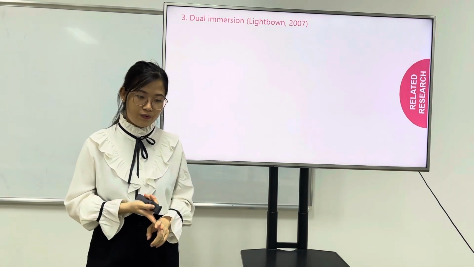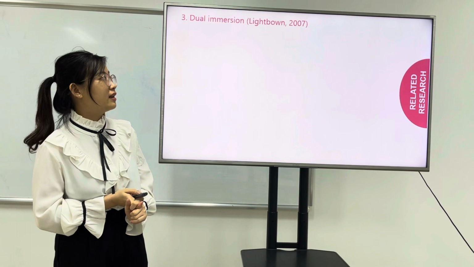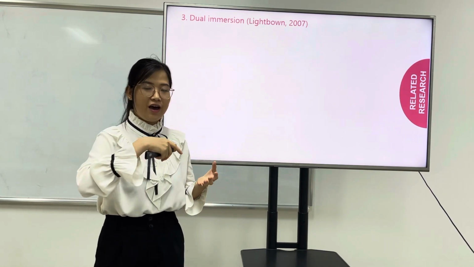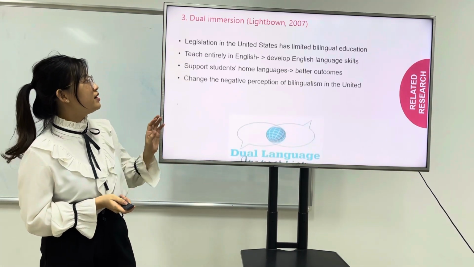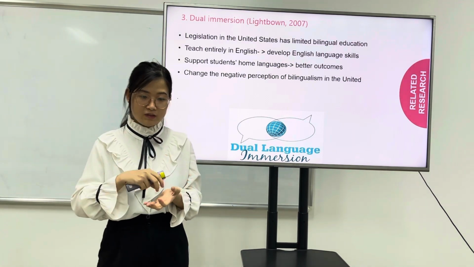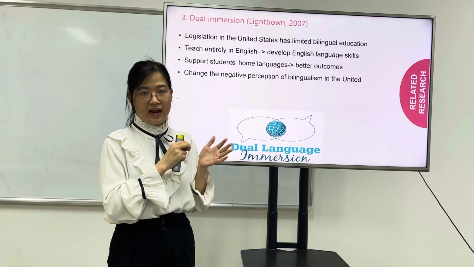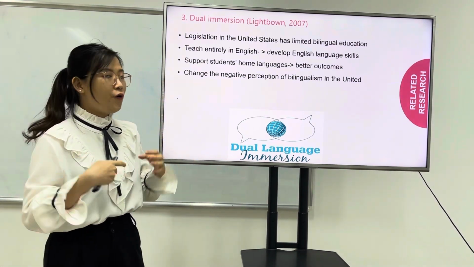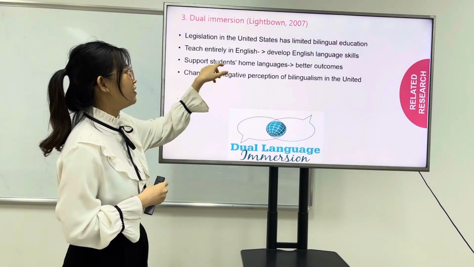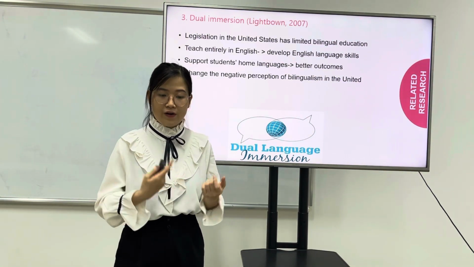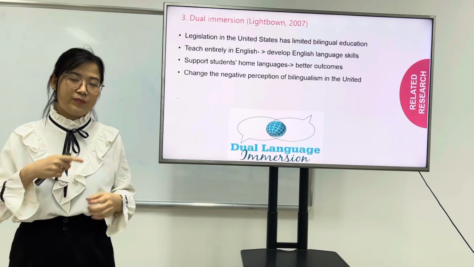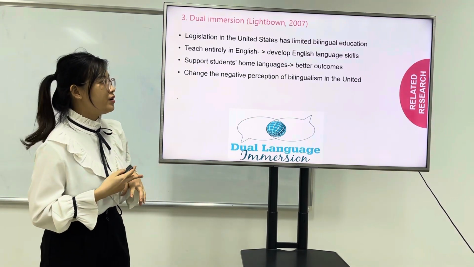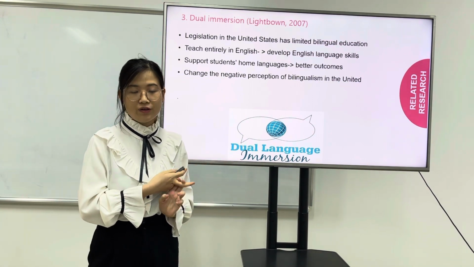The third one is dual immersion in the United States, conducted by Black and Brown, 2007. We all know that the United States is international, with immigrants from a lot of countries. So the government has legislation that has limited bilingual education. They just focus on English and limit the minority languages of small students. Here teachers teach in Chinese and in English. That helps students develop English language skills very fast, because they are immersed in the target language. This also supports students' home language, which can bring better outcomes for students.